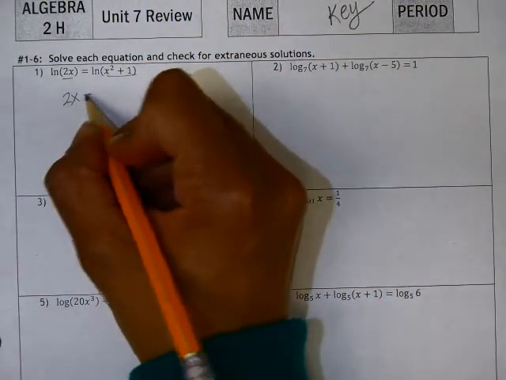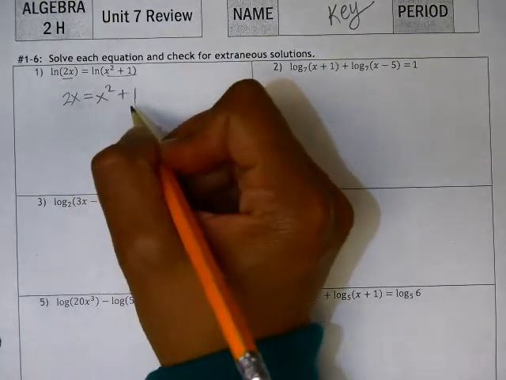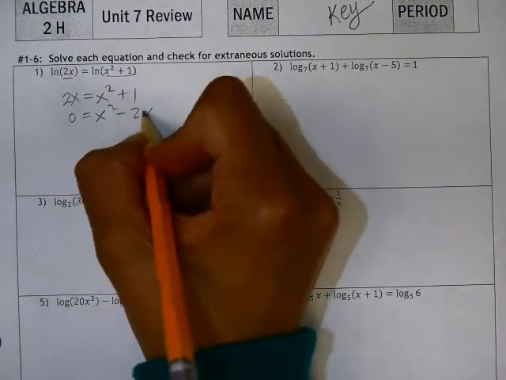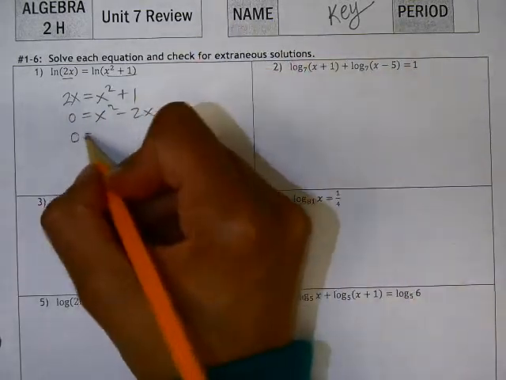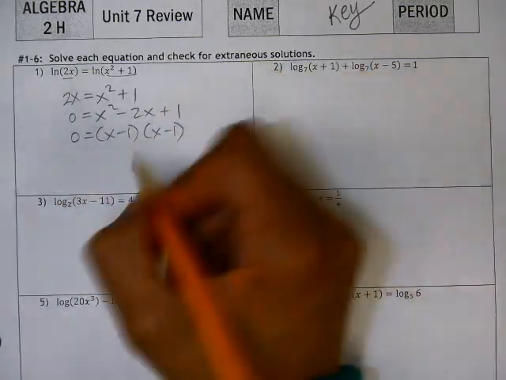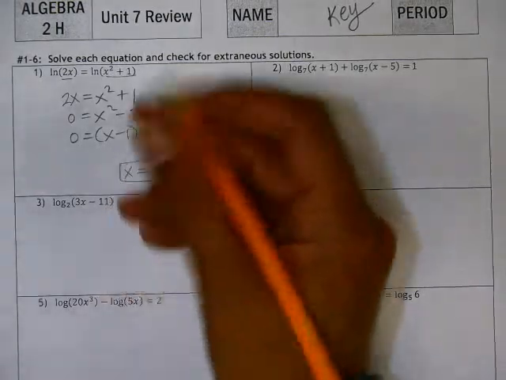So I'm going to write a new equation that says 2x must be equal to x squared plus 1. Now we have a quadratic equation. We need to set it equal to 0. And this is a quadratic that's factorable, x minus 1 times x minus 1. So we have one solution here, x equals 1.